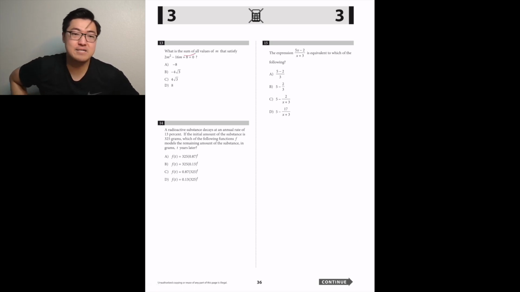13. What's the sum of all values of M that satisfy? Okay, sum of all values, easy. It's negative B over A, so it's 8, D.